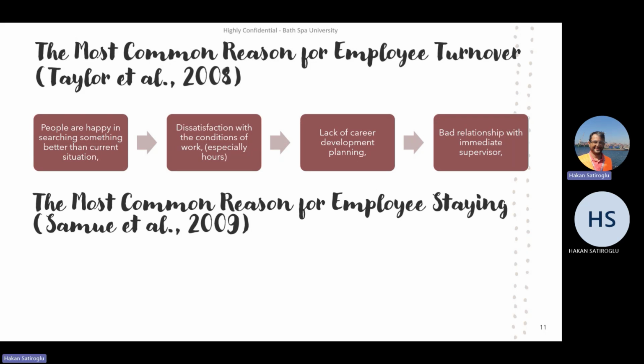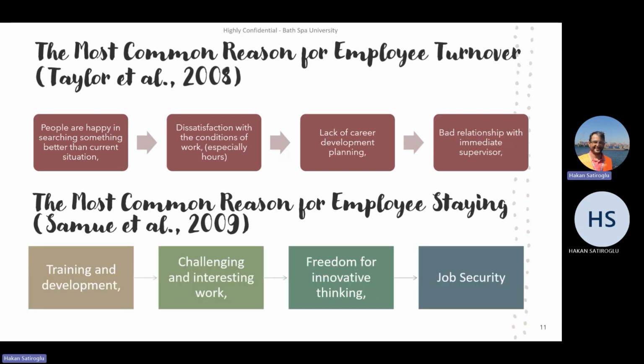Anyway, the most common reasons for employees staying, studied 1 year later by Taylor et al., are training and development opportunities. So people would like to develop and grow, therefore they might stay. And challenging and interesting work. Maybe I should indicate that one. People would like to have some intriguing tasks rather than monotonous tasks. Then freedom for innovative thinking. So some people would like to have some freedom to bring some new things.